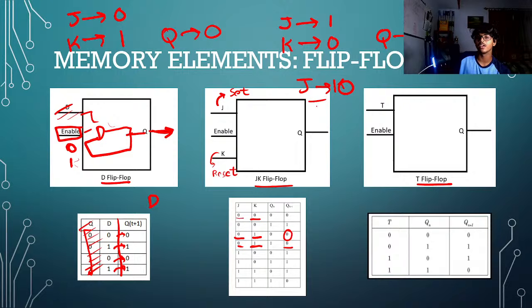Now, when both J and K are 0, it does nothing. It just retains whatever Q is there. If J is 0 and K is 0, it doesn't do anything. If J is 1 and K is 1, it flips the Q. So whatever Q was, it just interchanges it. It's like a toggle. It toggles the Q value.